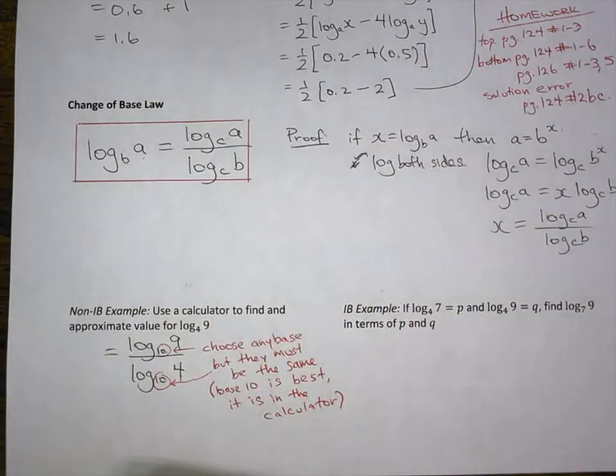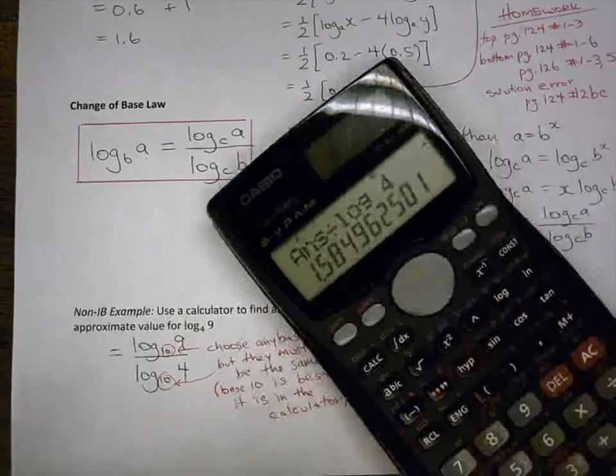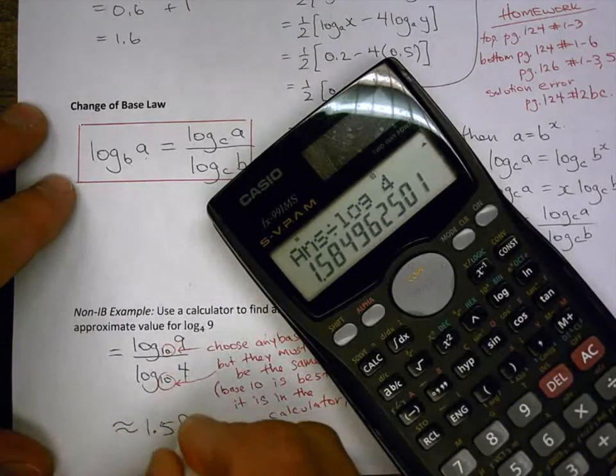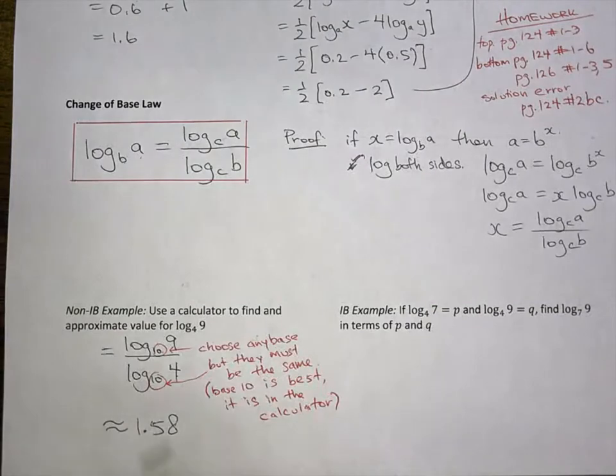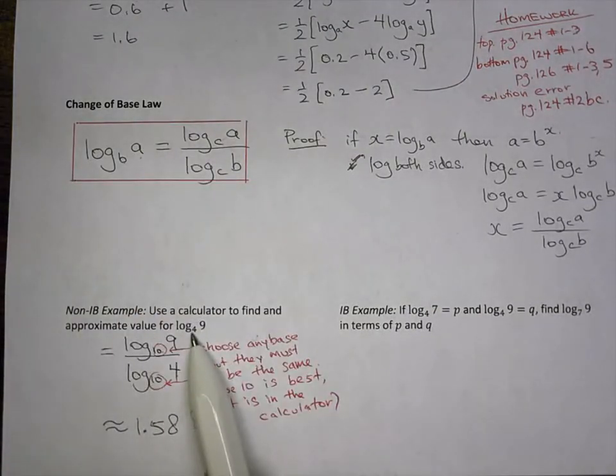And now I can type this into my calculator. Log 9 divided by log 4. And that gives me approximately 1.58. So the reason we teach change of base in a regular grade 12 program is just so you can solve these types of logs. Doesn't have too much extra purpose, and it's a very predictable kind of question you would get.